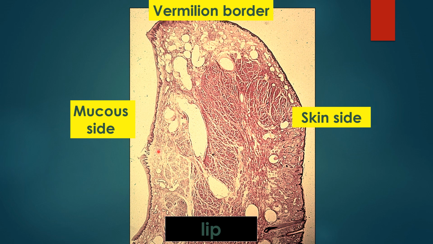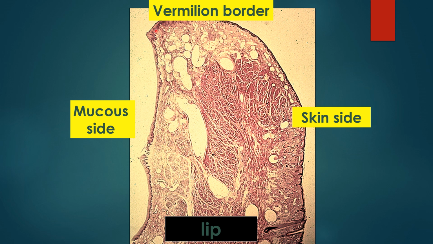This area is the mucous side where the mucosa is present. This mucosa is stratified squamous non-keratinized type of epithelium, and beneath the mucosa there is the lamina propria and submucosa, and this is the junction area, also called the red area, and the junction of the red area and the skin side is the vermilion border.